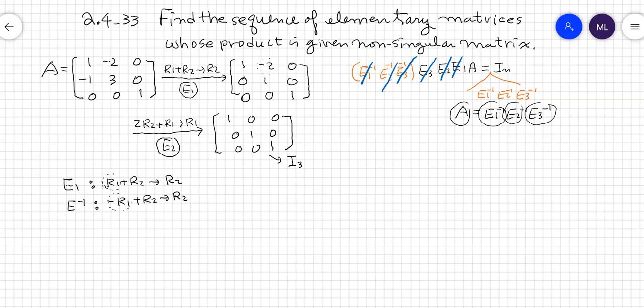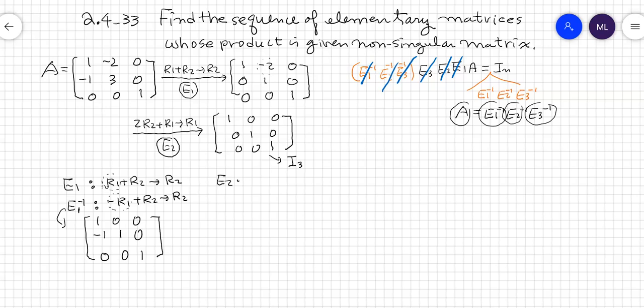Okay. So what is this? The third row is nothing involved. 0, 0, 1. So 1, 0, 0. Negative R1 plus R2 is R2. So negative 1, 1, 0. That is what E1 inverse is. Now let's look at E2.